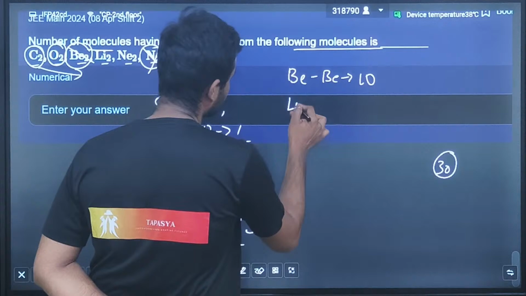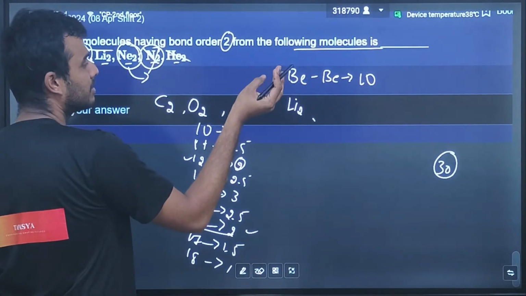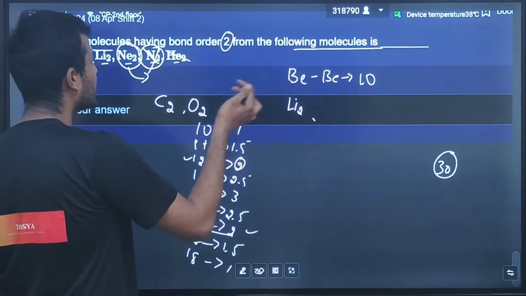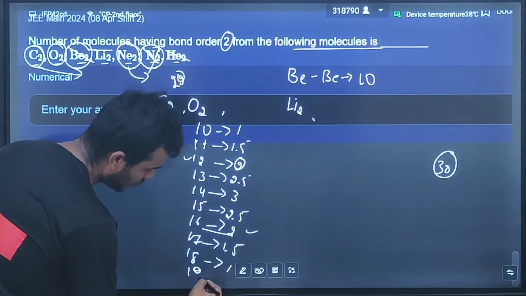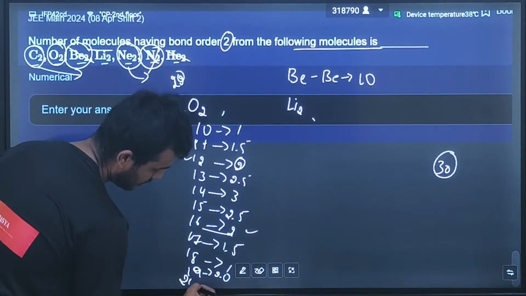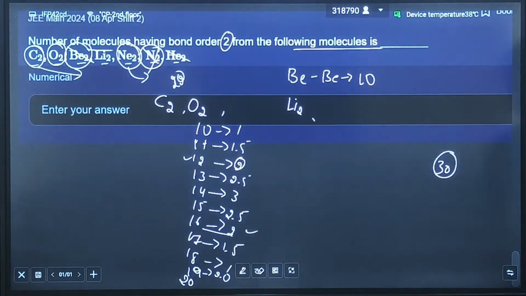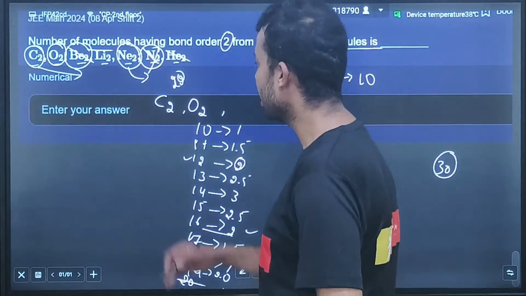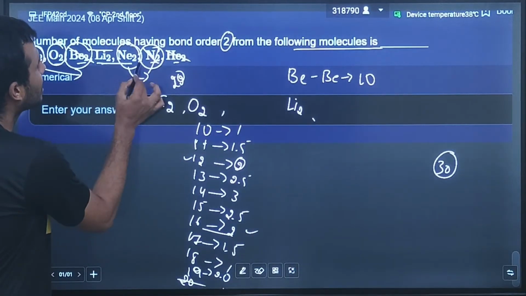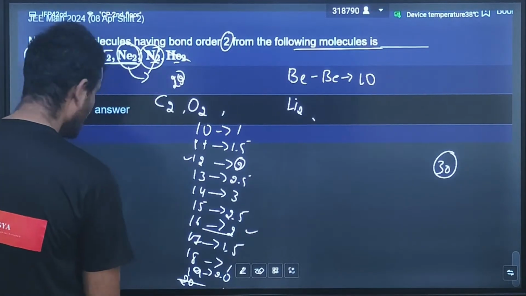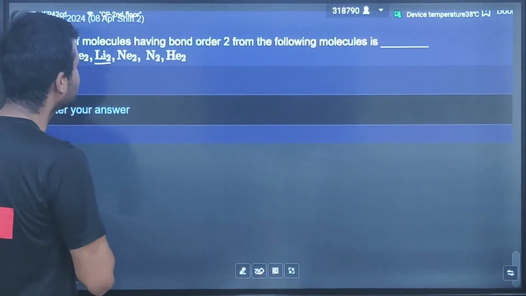Then Ne2, total number of electrons: 10 plus 10, 20. 18 gives 1, 19 gives 1.5, and 20 does not exist. We can calculate from C2 and O2 using the trick, but we can't confirm Li2 this way. Li2 we will confirm using our normal method, the normal method, my dear students.